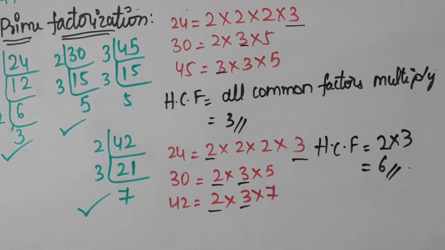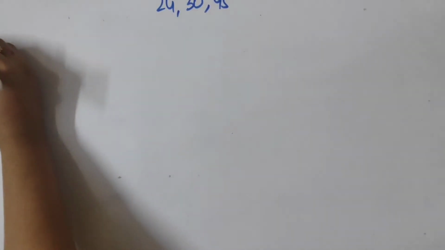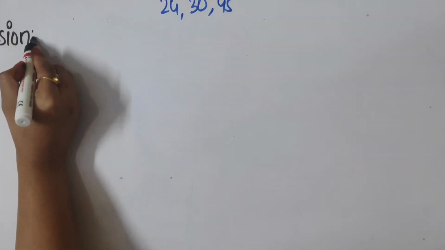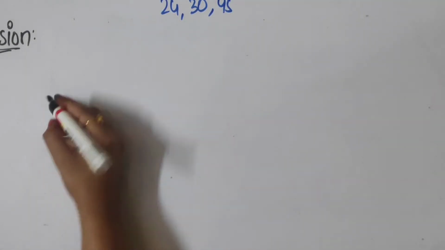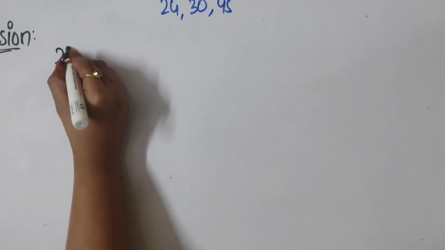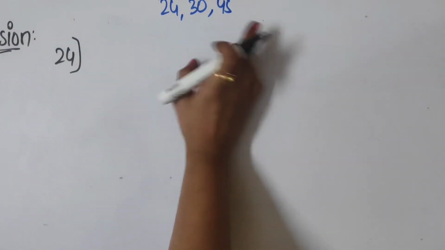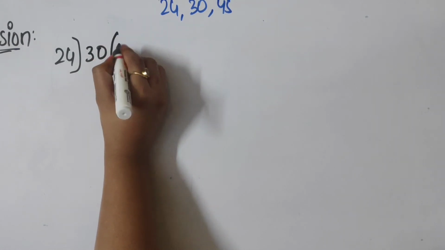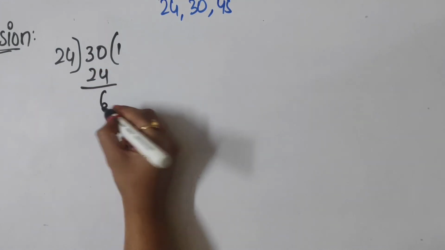Now let's go for the next method, which is division method. Here we go. Our last method is division method. And I'm going to take 24, 30 and 45, these three numbers. Now, as I said earlier, the smallest of all these should be our divisor, and we can take any one of them as dividend. I'm going to take 30. 24 ones are 24, and now the subtraction between these two is 6.